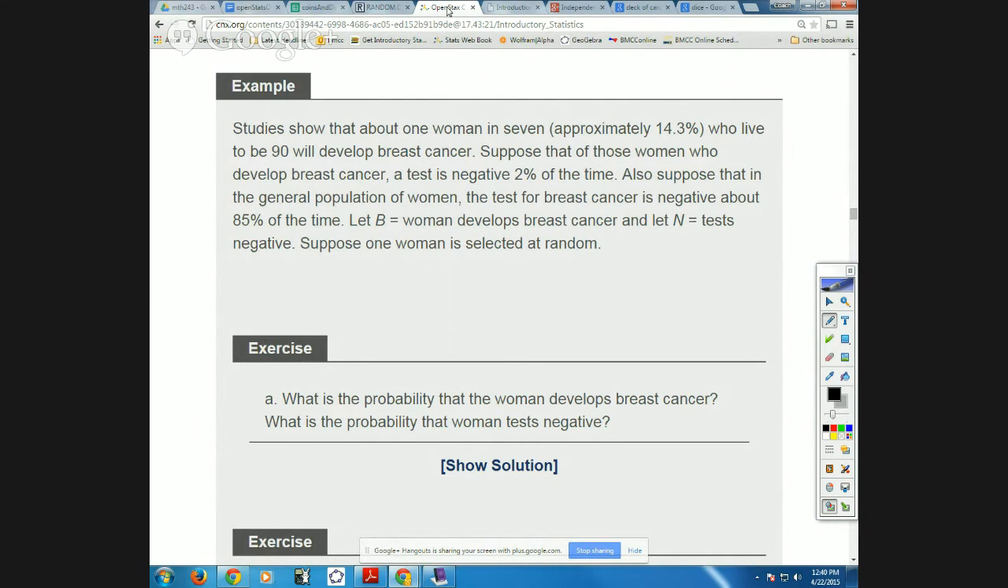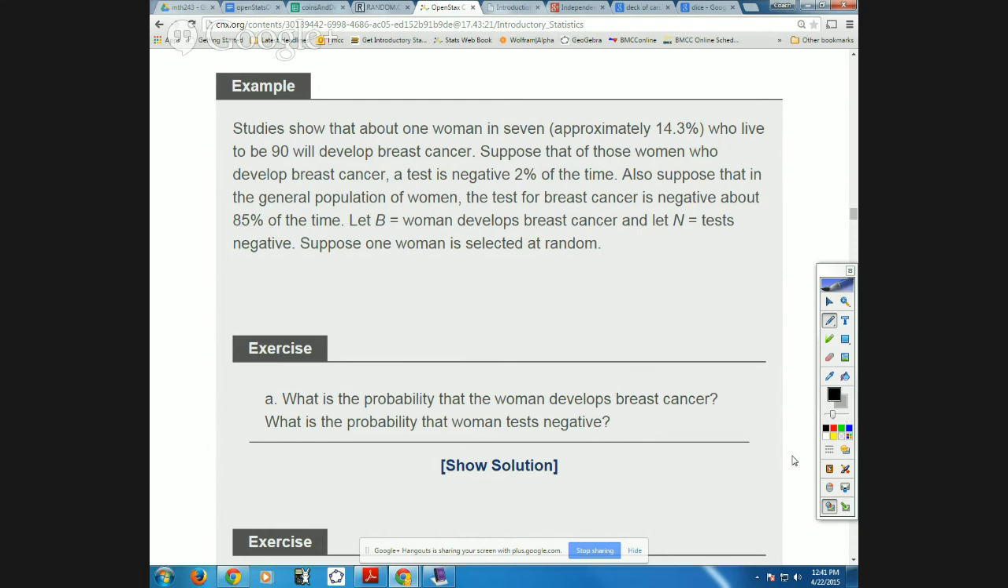Okay, suppose that of those women, so we know it's one of those women, they test negative 2% of the time. Okay, so that second sentence is a conditional probability. What's the probability they test negative knowing they're one of those 1/7 of the population that will develop breast cancer? Also suppose that the general population of women, the test for breast cancer is negative about 80% of the time. Let B be a woman who develops breast cancer. That's our first sentence. Let N equal the test negative. That would be our third sentence. We want to know, and then suppose a woman was tested at random. We're going to answer some questions about this.